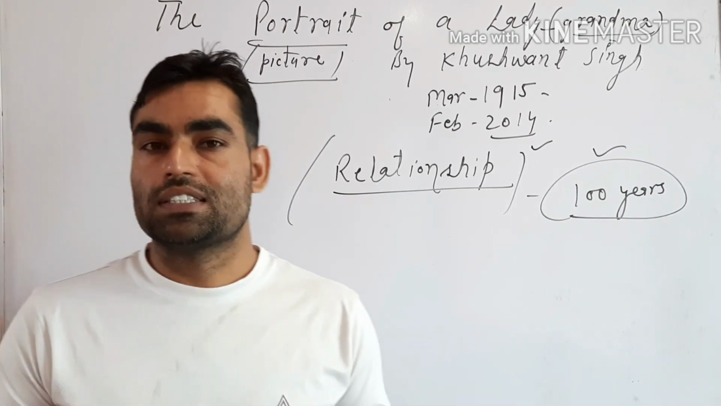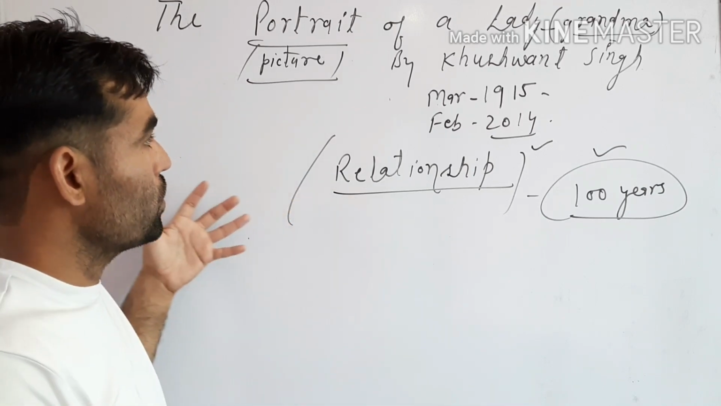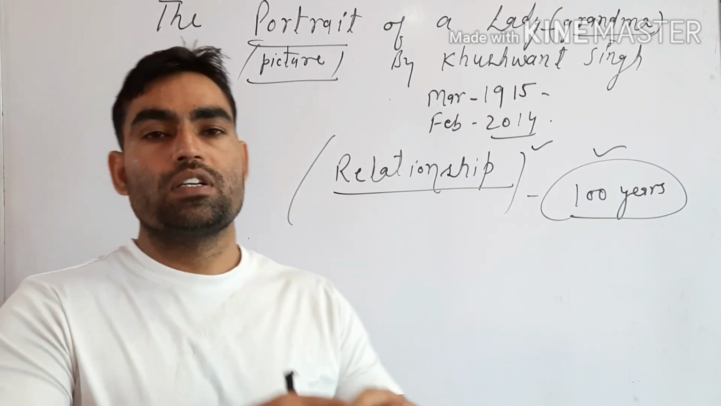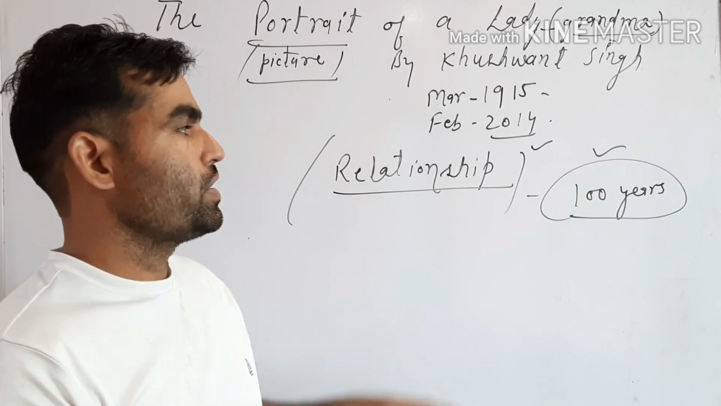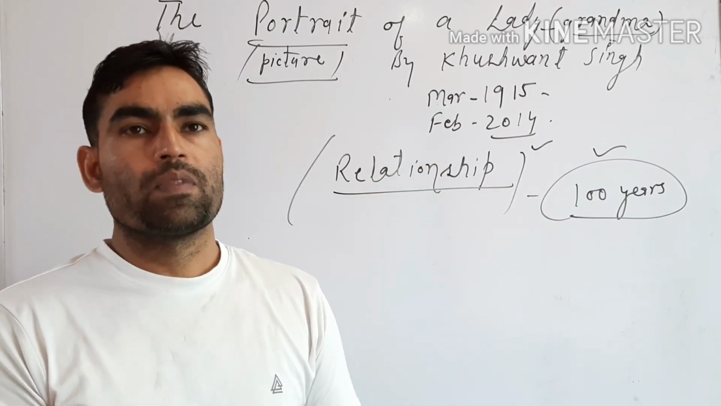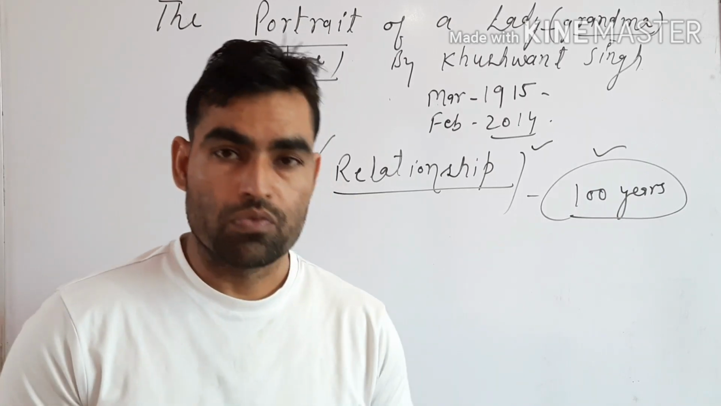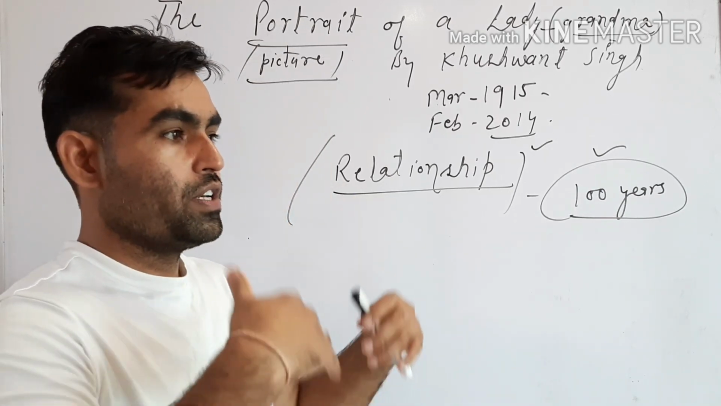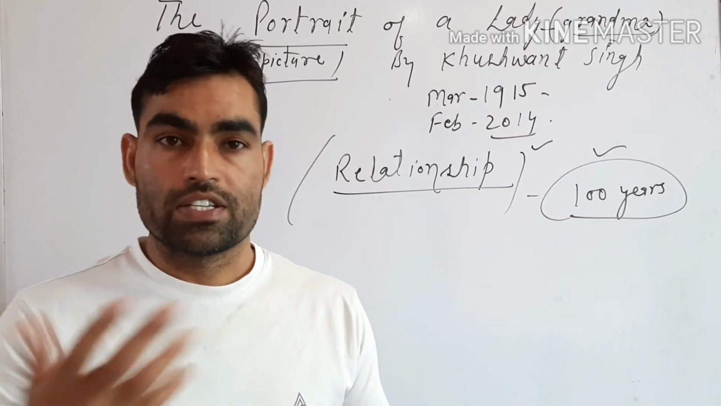When the lesson starts, in the very first paragraph it is described that the grandma is about 100 years old. She is a short lady. She bends when she walks. She wears a white sari. She is a religious type of lady.